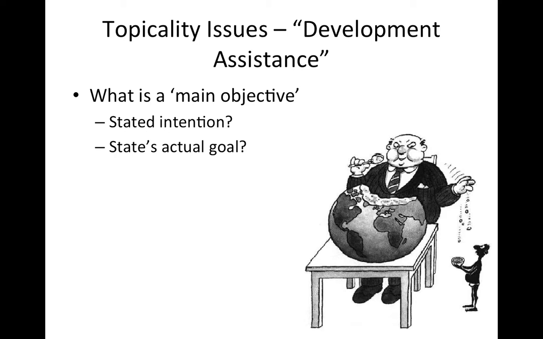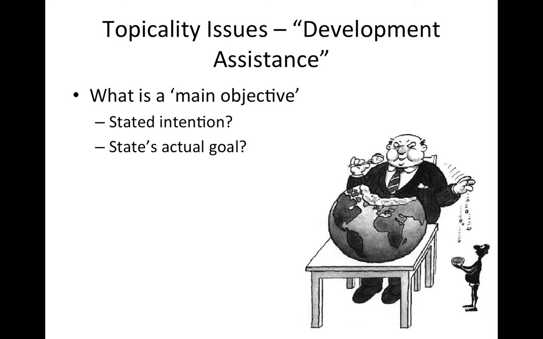Another way to view it is that we care about what the state's actual goal is. The problem that I see with this is that it just becomes very, very difficult to resolve what the state actually cares about when they're passing a policy, since states often have a variety of interests, especially since there are a large number of actors that exist.